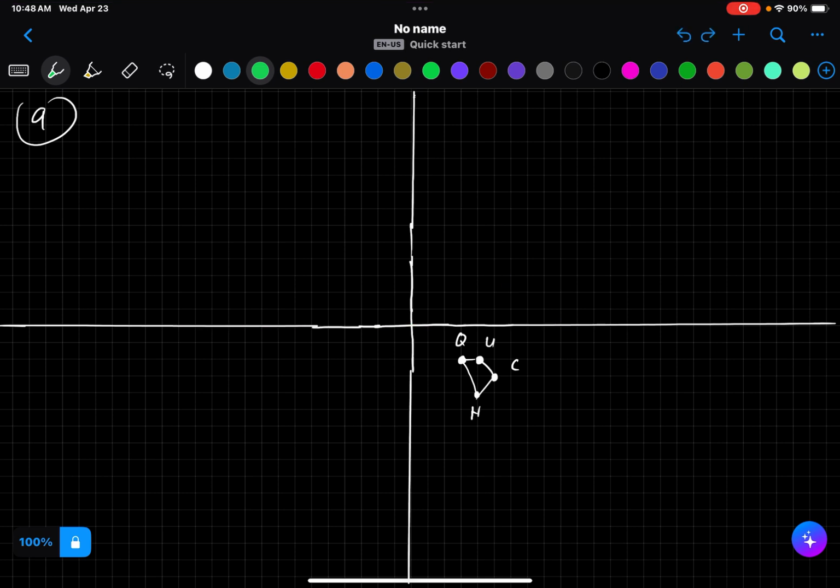So every single point is going to be on the other side. For example, Q is 2 to the bottom of the x-axis, now it's going to be 2 up. U is, again, 2 to the bottom, now it's going to be 2 up. C is 3 off the bottom, now it's going to be 3 above. And H is 4 below, now it's going to be 4 above. Connect your dots.